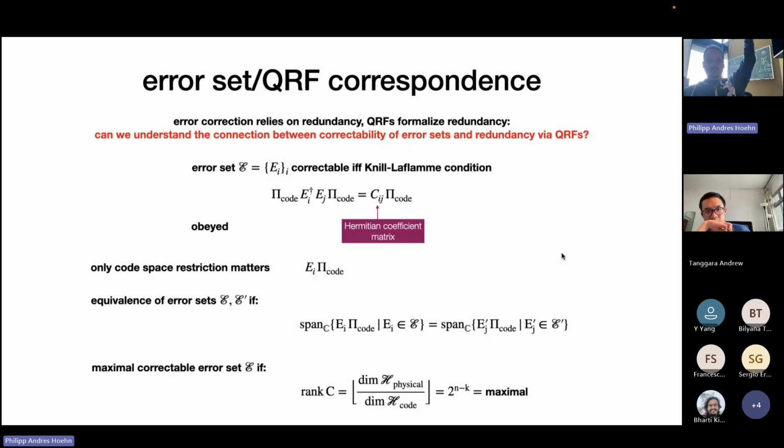And then one more thing is we want to look at maximal sets of correctable errors. The maximality notion is important in order to define quantum reference frames. Maximality will mean that an error set is maximal if this coefficient matrix Cij is of maximal rank among all the possible ranks it could have among all the possible error sets. And in n,k stabilizer codes, this just means that it's of rank 2 to the n minus k. Okay, so this is just a few ingredients.